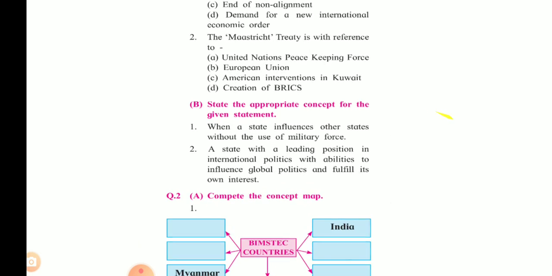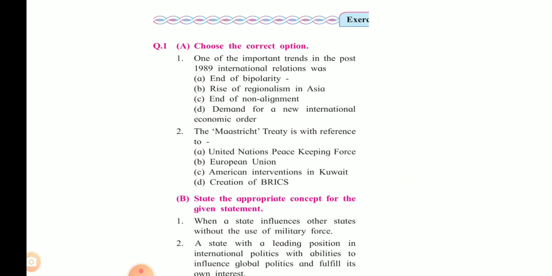First of all, we'll go with the objective type of questions. Question number 1A, choose the correct option. In the first, one of the important trends in the post 1989 international relations was. The answer is A, end of bipolarity. Yes, I am repeating the answer, end of bipolarity.